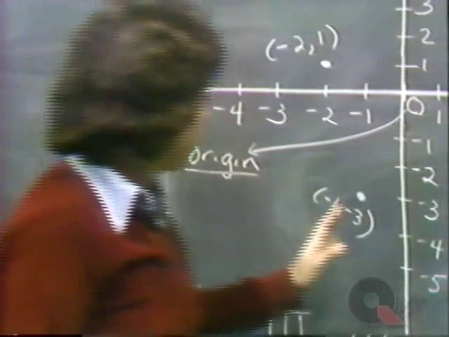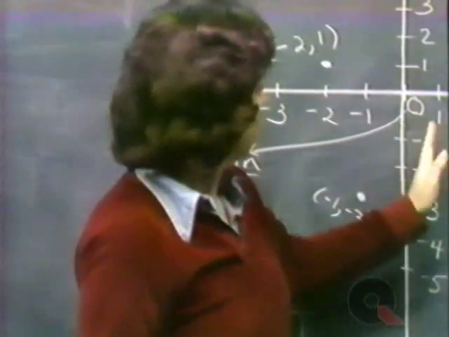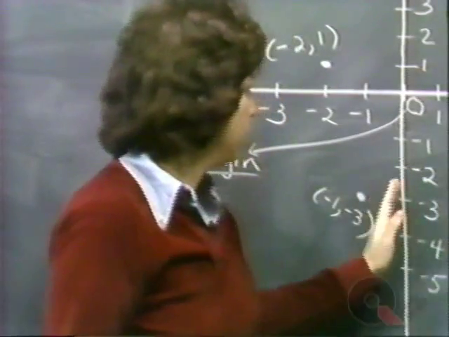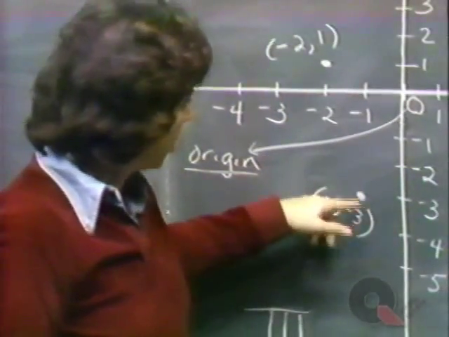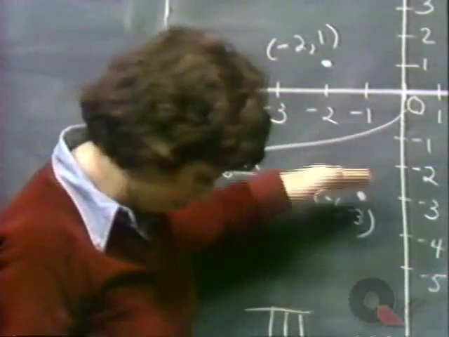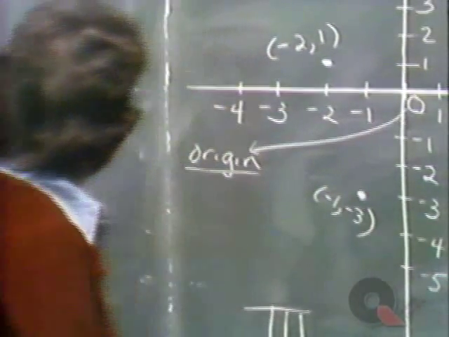See, the x coordinate tells you how far you are from the y-axis to the left. In other words, if x is positive, you move to the right. If x is negative, you move to the left. The y coordinate tells you how far you are from the x-axis. In this case, we are down 3.